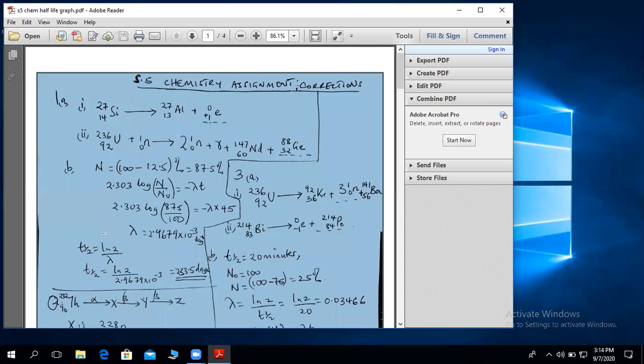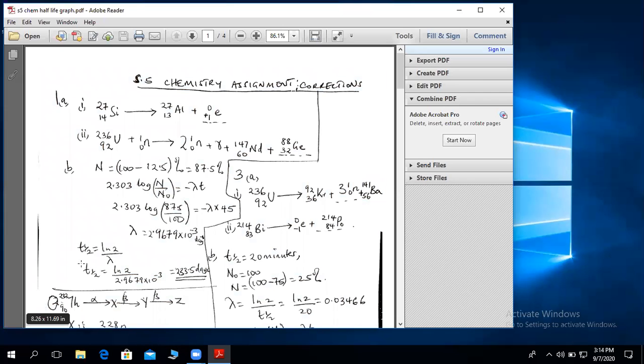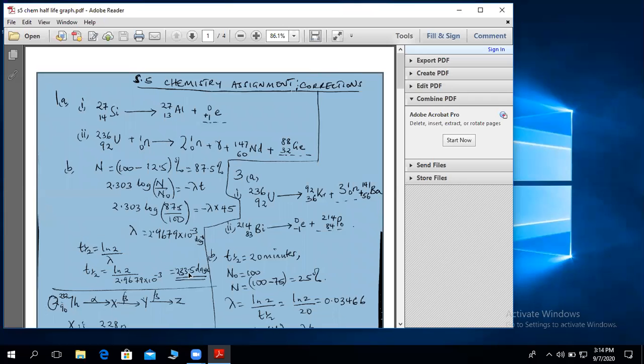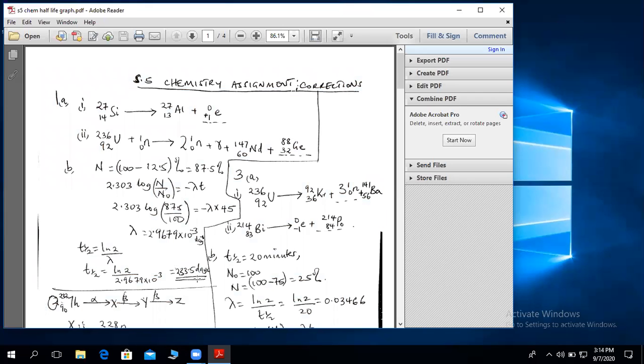So T1/2, or the half-life, which they were asking for, you use our expression. T1/2 is natural log of 2 divided by lambda, and that's how we end up getting 233 days.